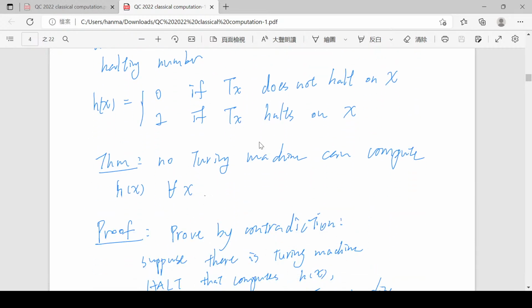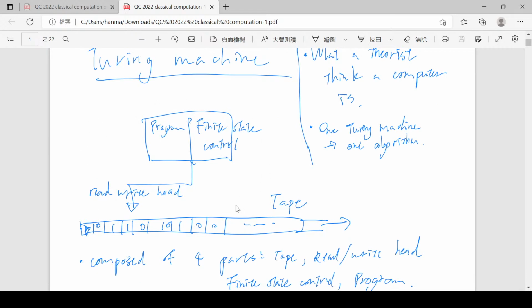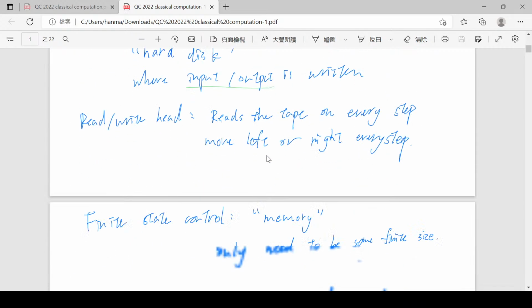And now this is a formal statement of our undecidability theorem. No Turing machine can compute h of x for all x. So there is no Turing machine. Remember, a Turing machine looks like this. There is no Turing machine where you write x here, and it will do some computation, and in the end write h of x as the first bit. That's not possible.